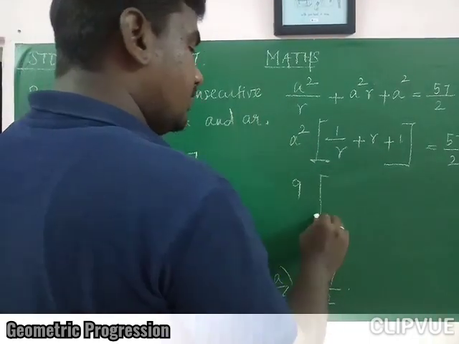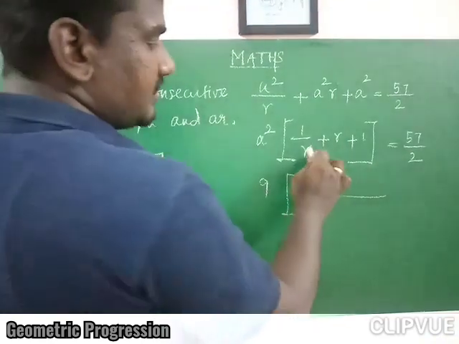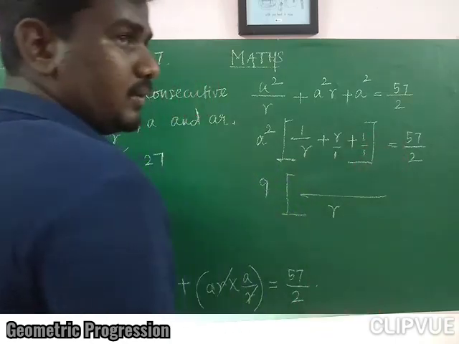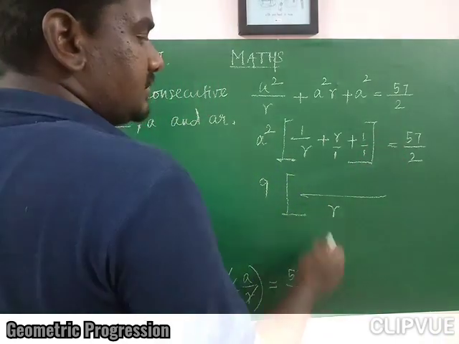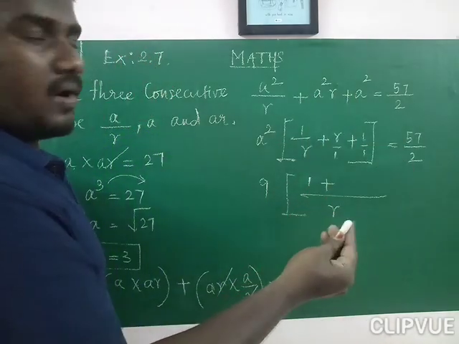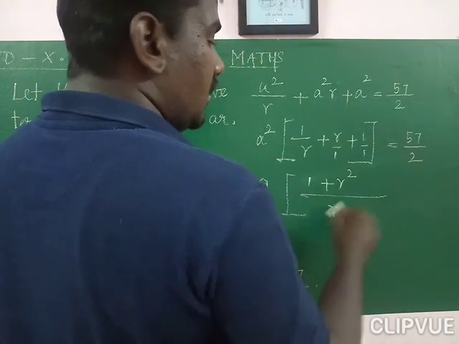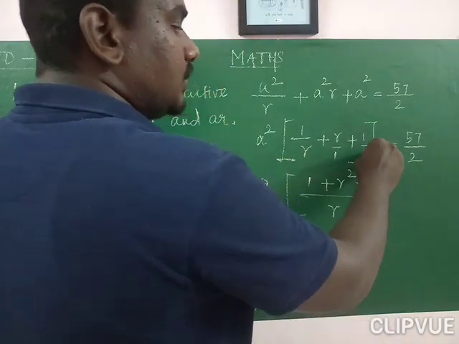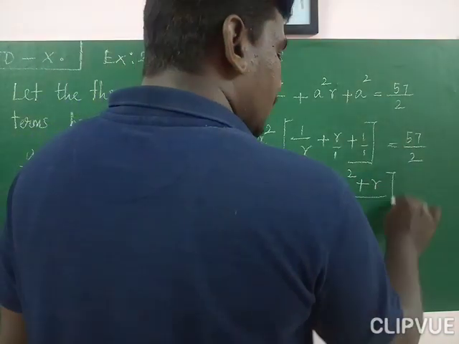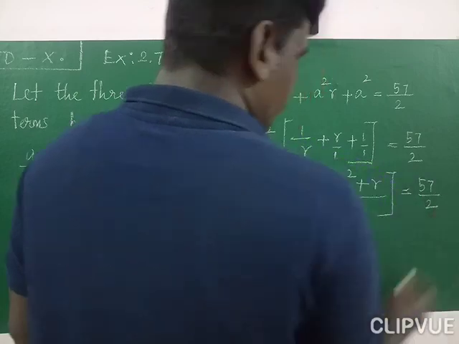So 9 of, here I am going to find the LCM. The LCM is r. Here the denominator is 1, here also the denominator is 1. If the LCM is r, then here 1 and you multiply it by r, so the numerator is also multiplied by r. So r into r square, plus here 1 is there, you multiply by r, so the numerator is also multiplied by r. So r into 1 is r, equal to 57 by 2.